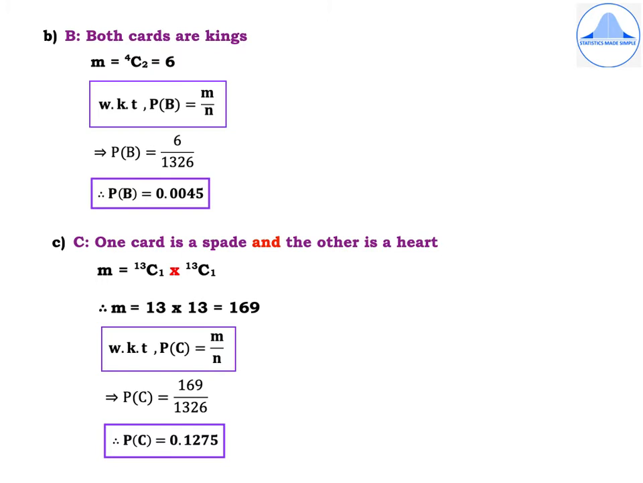Third subdivision. Define event C as one card is a spade and the other is a heart. Let us do the first part. One card is a spade. That means m is equal to, there are 13 spades and you have to choose one. So it is 13C1 and means it is into. The other is a heart. There are 13 hearts and you have to choose one. So it is 13C1. Therefore, m is equal to 13 into 13, which is equal to 169. Then we know that P of C is m by n, which implies P of C is equal to 169 divided by 1326. Therefore, P of C is equal to 0.1275.